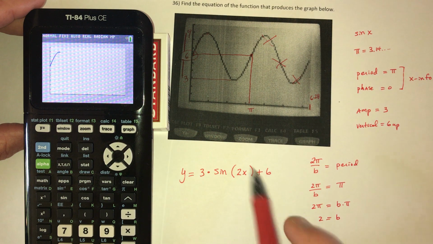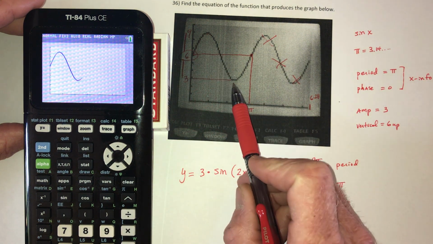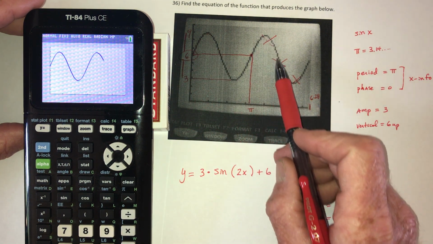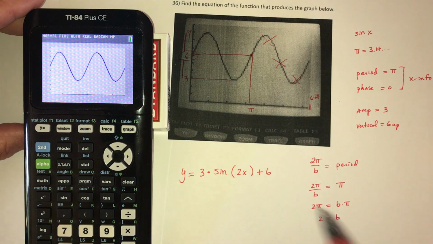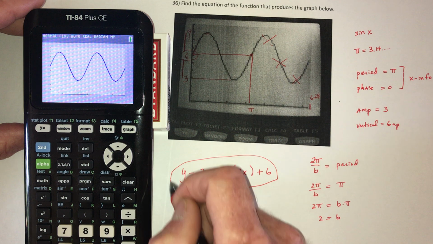And then, is it the same graph? There goes up, down, down, and then finishes in the middle of the screen. That is it. Found it.